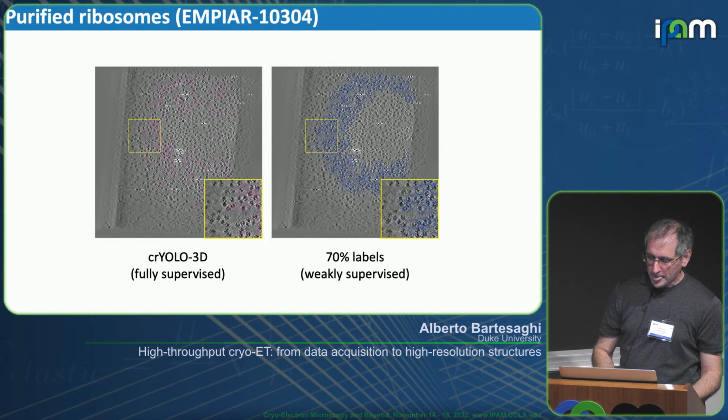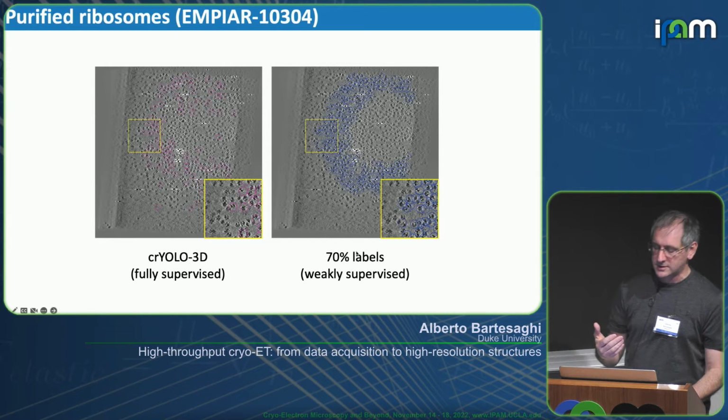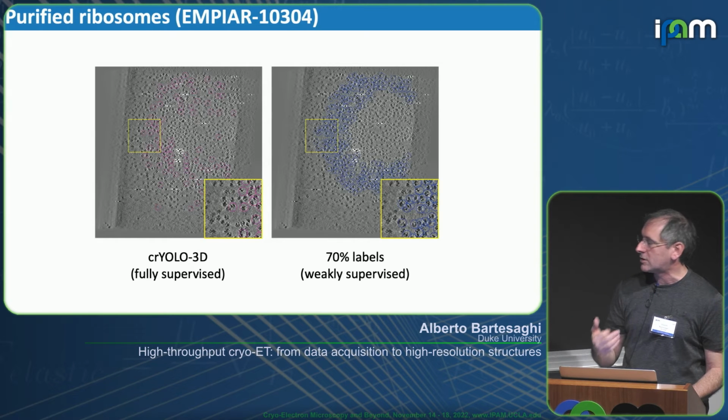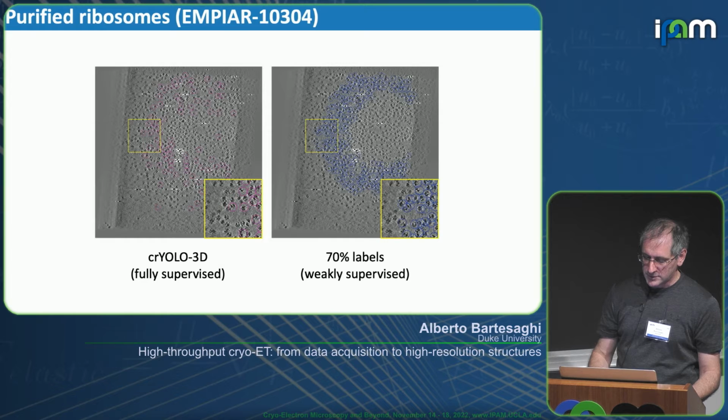And then in our approach, what we did is we started using a fully annotated data set. And then we tried to reduce the number of labels. In this case, I'm showing when we use only 70% of the labels, and then we look at the detection performance, and see how low can we go and still be able to get a good performance. So this is the weakly supervised approach.